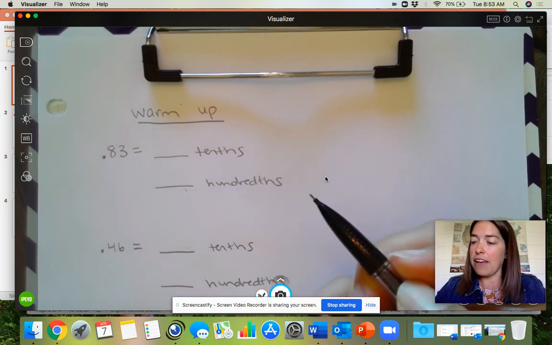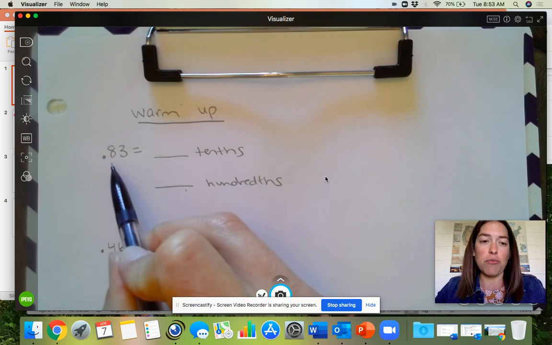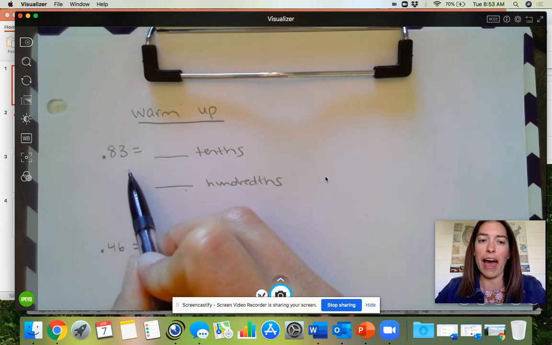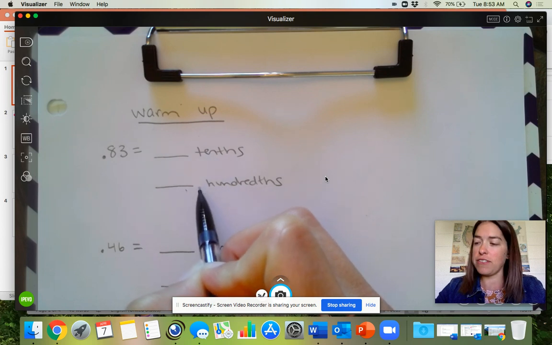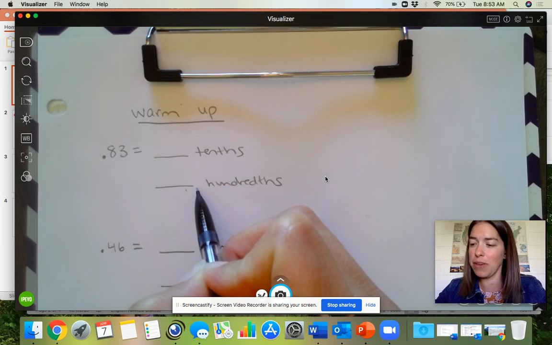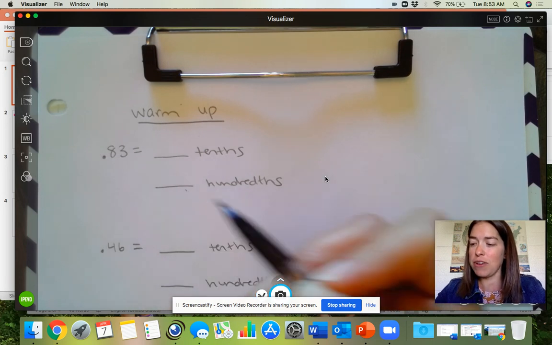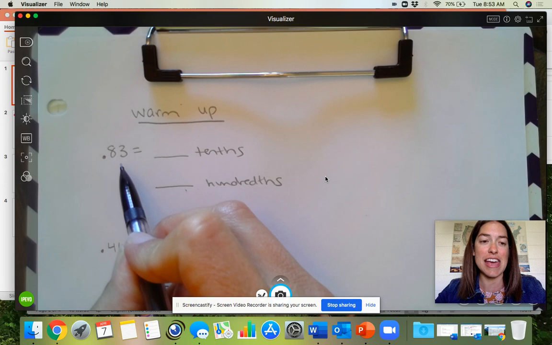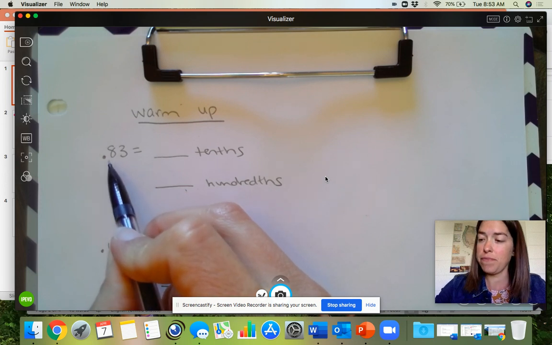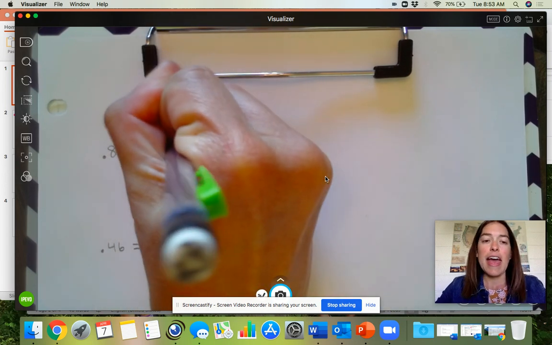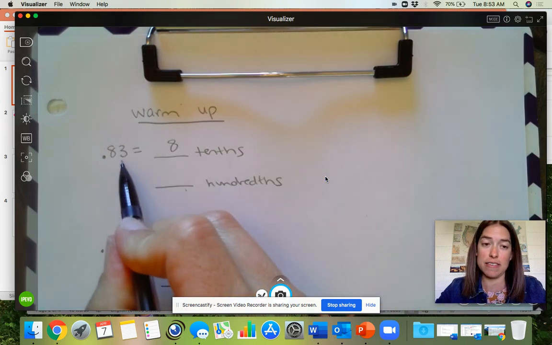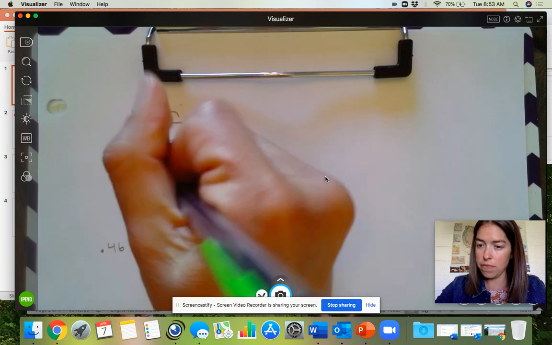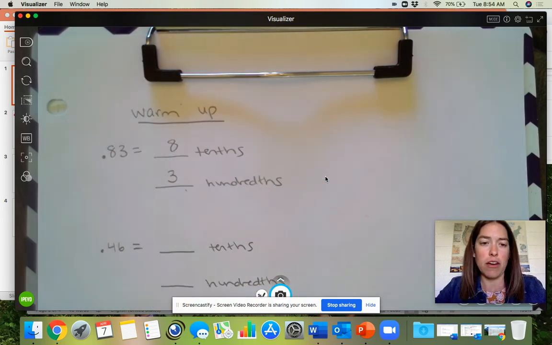So if we're taking a look at 83 hundredths, I want to know how many tenths and how many hundredths. Well, the first thing I'm going to do is look in the tenths place to see how many tenths we have. And in 83 hundredths, I actually have 8 tenths. And how many hundredths? We have 3 hundredths. All right, hopefully not too tricky.